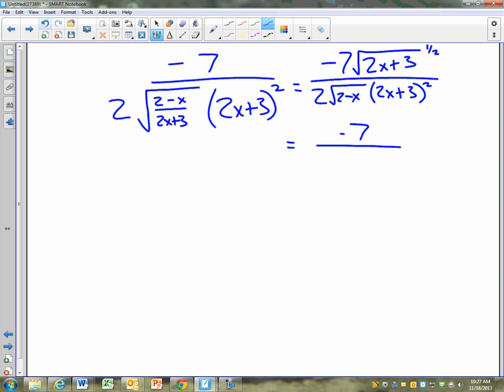Negative 7 over 2 roots of 2 minus x. Yeah, you're going to have to get a scratch paper if you want it all, probably. And then 3/2. Yeah, there you go. That is the correct answer. Kind of challenging.